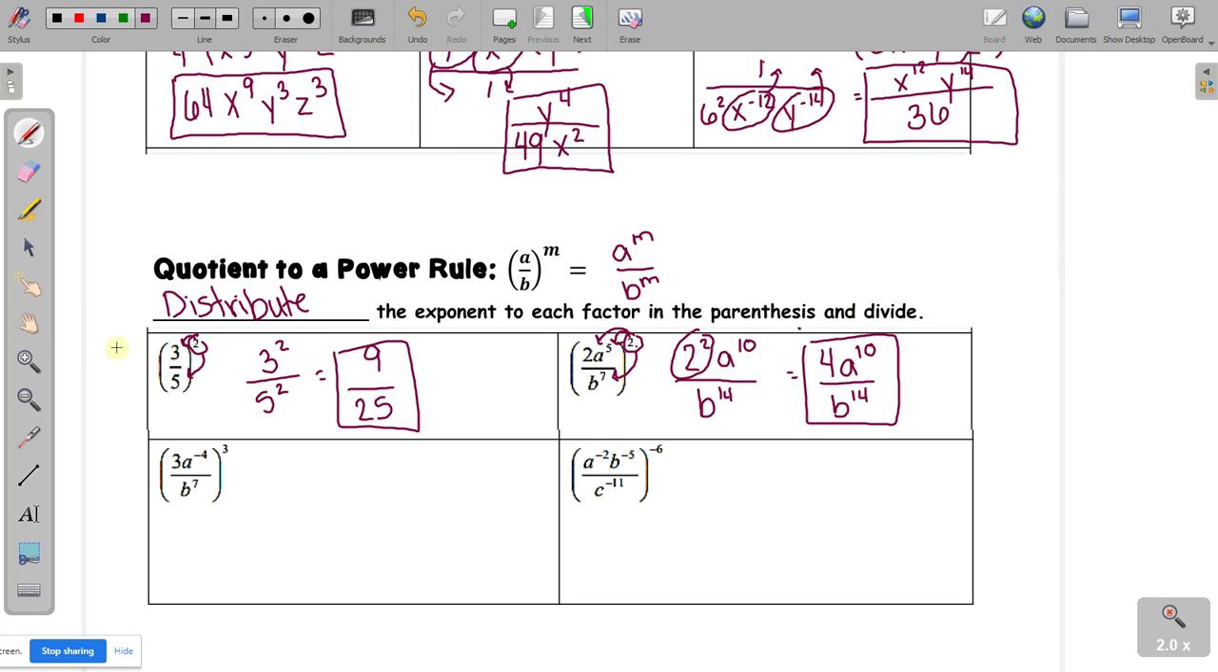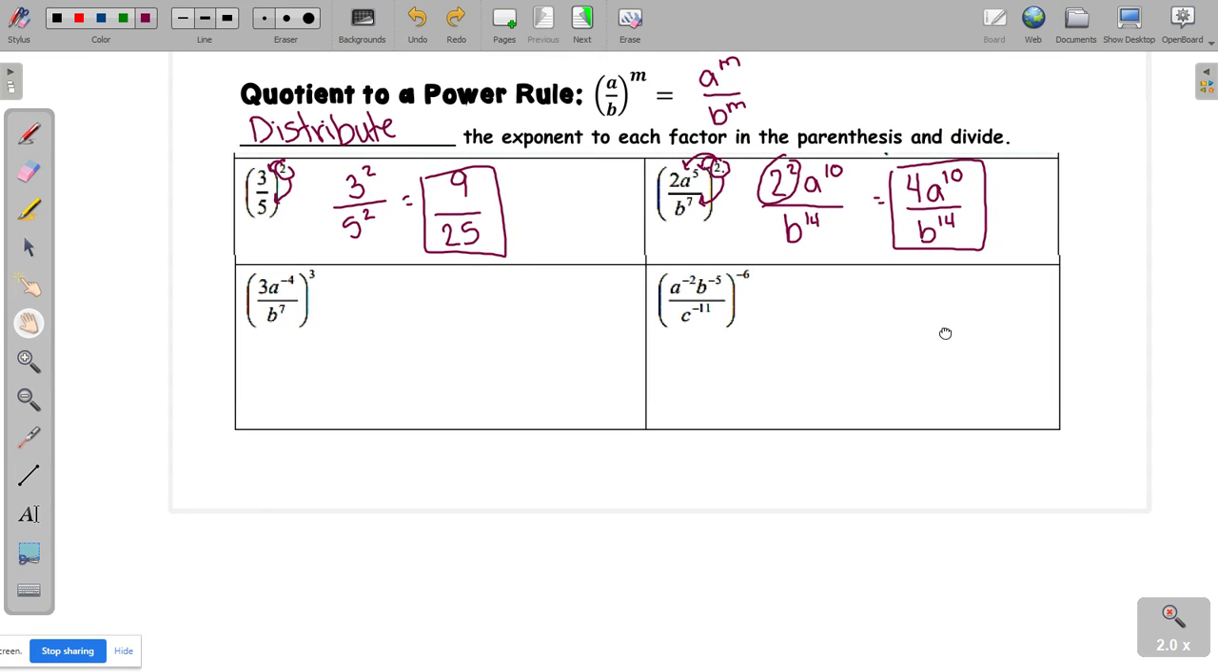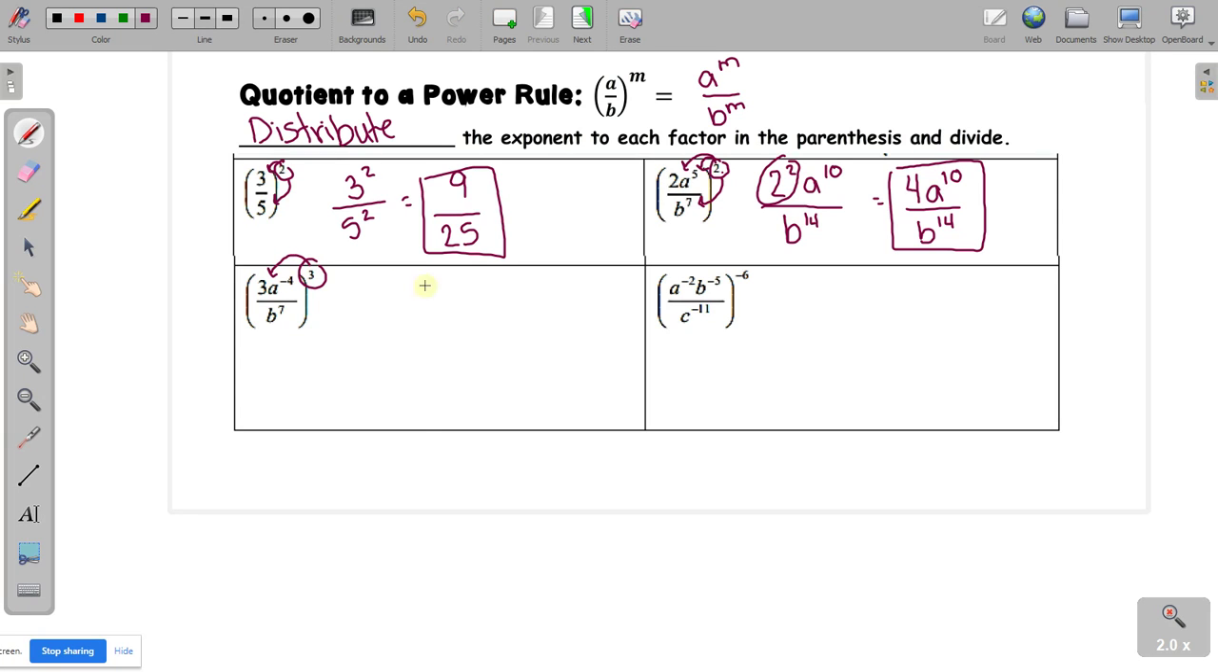The next one here. We have 3a to the negative 4th over b to the 7th, all raised to the 3rd power. Distribute the power in. So we have 3 to the 3rd.